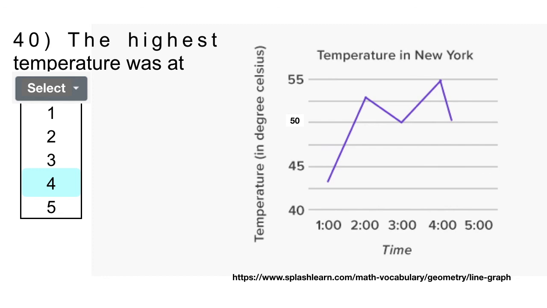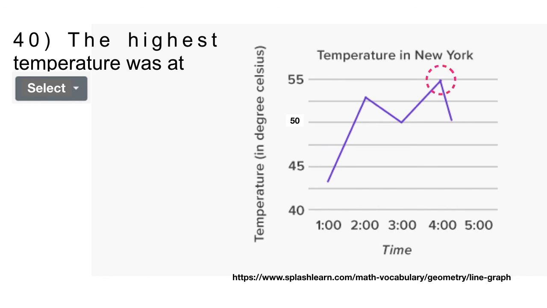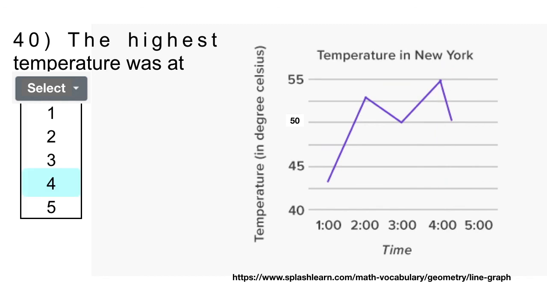Okay, so what you would do is you look at the graph and find the highest point, which is there, and then it was at 4 o'clock and it was 55 degrees. So basically your answer is the highest temperature was at 4.